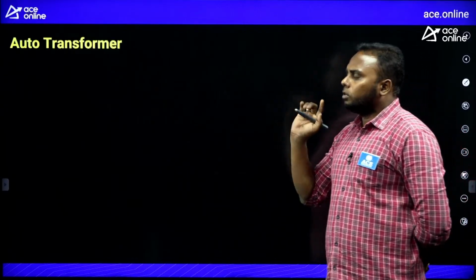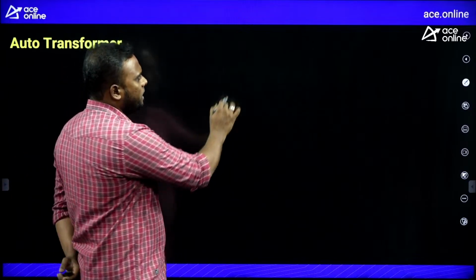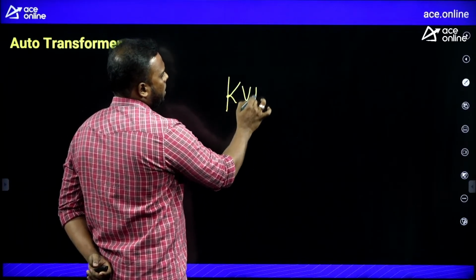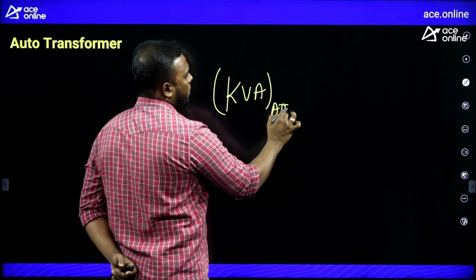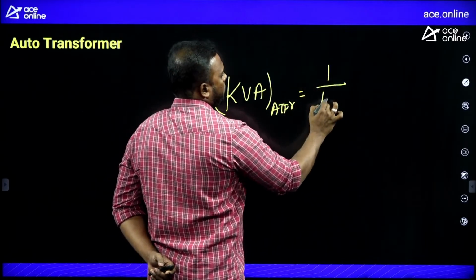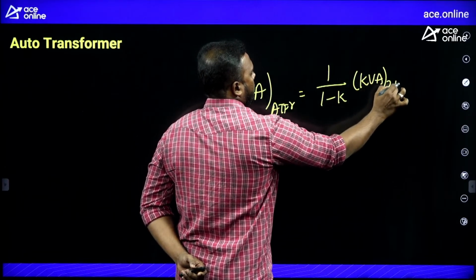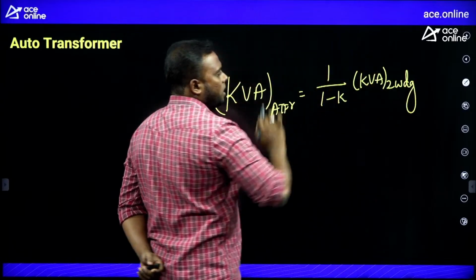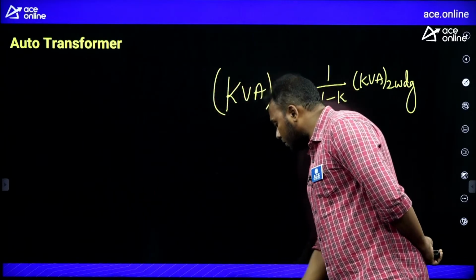Next, lastly, in auto transformer most of the questions are on kVA rating. What is the kVA rating of an auto transformer? They will give the two winding transformer kVA. The kVA rating of auto transformer is 1 by 1 minus k times the kVA rating of the two winding transformer. Remember this formula. Whenever they give two winding transformer kVA, use this to find the auto transformer kVA.